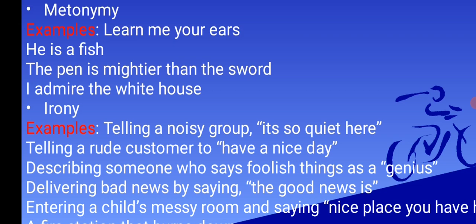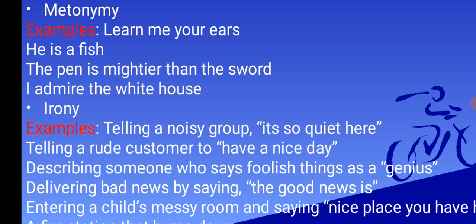Some examples are telling a noisy group, it is so quiet here. Obviously, when people are so noisy and you walk in and say, wow, this room is quiet today, they know you don't mean they are quiet because they know they are noisy. So you intended the direct opposite of what you said. That is ironical. Telling a rude customer to have a nice day. Somebody comes to your shop to frustrate you and you say, have a nice day. Sometimes they even get angrier because they know you don't mean they should actually have a nice day, but you are being ironical.